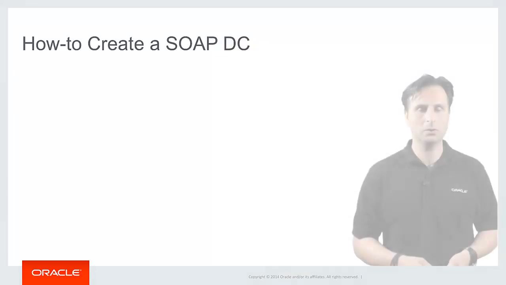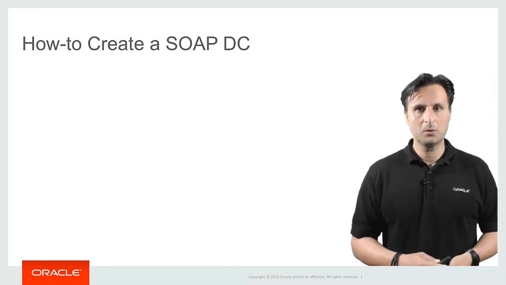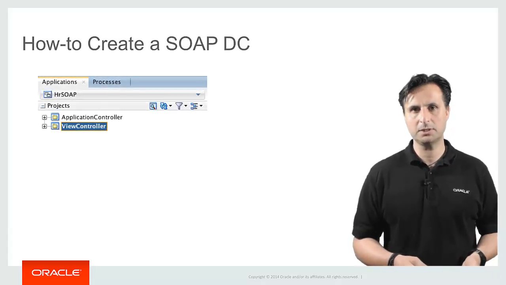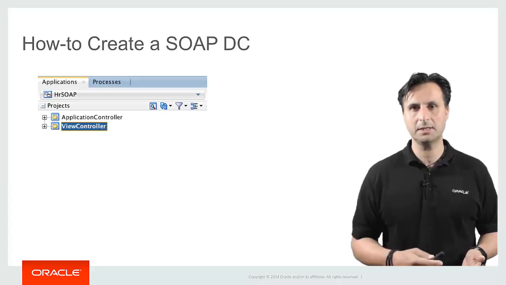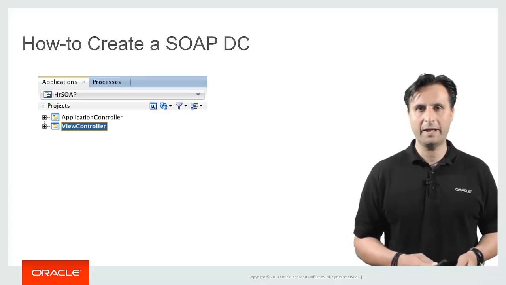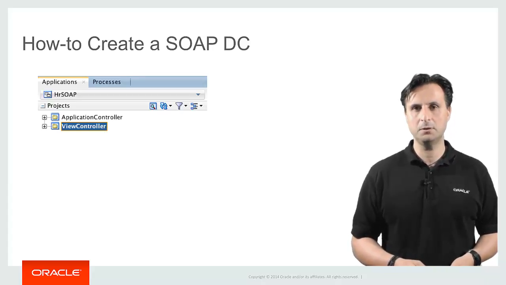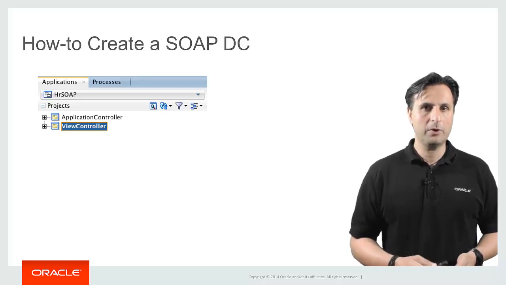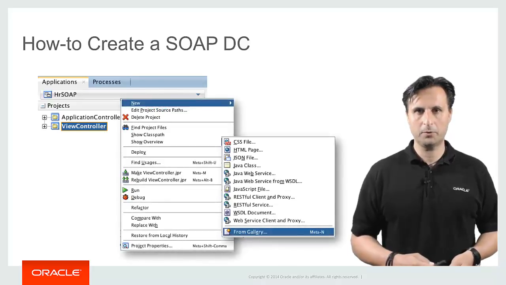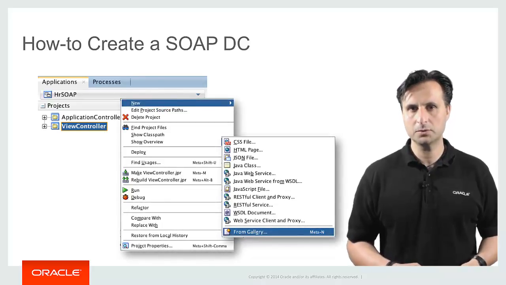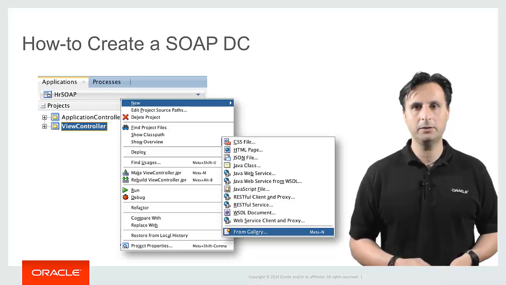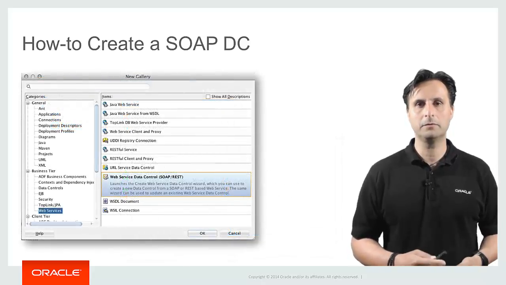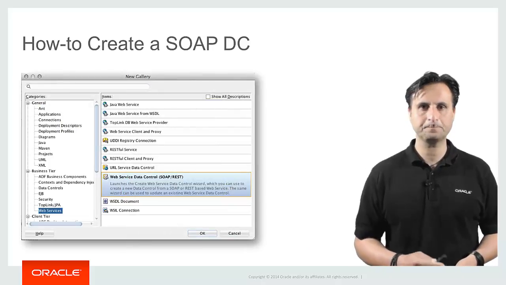So the SOAP data control, how to create it? Well, we start with a normal Mobile Application Framework application. So you see there is an application controller project and there's a view controller project. Whatever you name the view controller project is up to you; here it's just the default name, which is ViewController. You right mouse click on that view controller project, or from the top level menu you choose File, New, and then you choose from a gallery, which is the overview of all of the options that you have available.